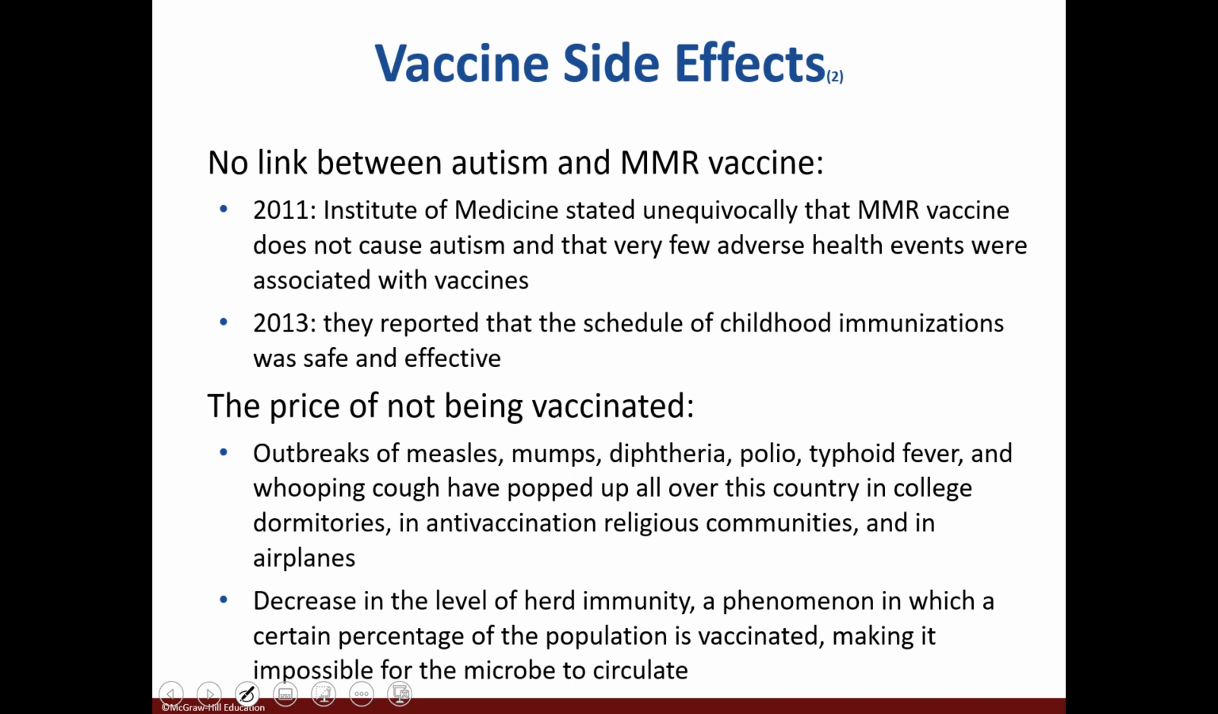The fewer people that vaccinate, the greater the decrease in herd immunity, which means that the pathogen can spread in the population. The more people that are vaccinated, the less likely a microbe can circulate.